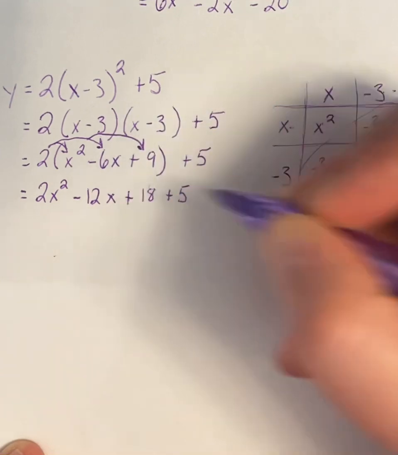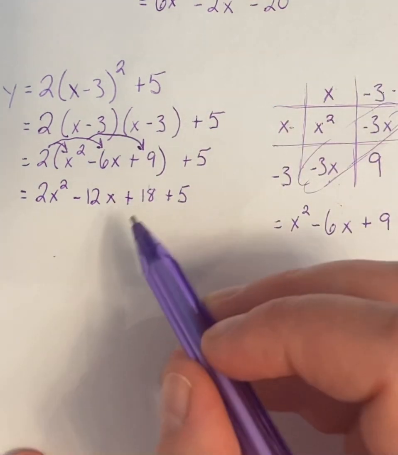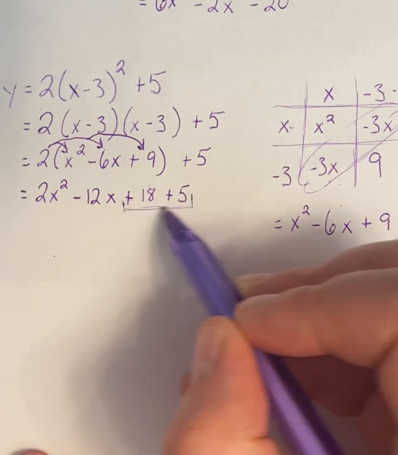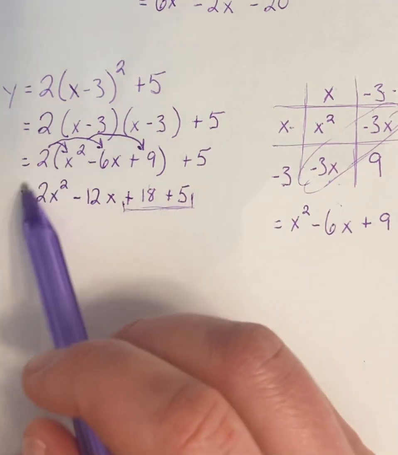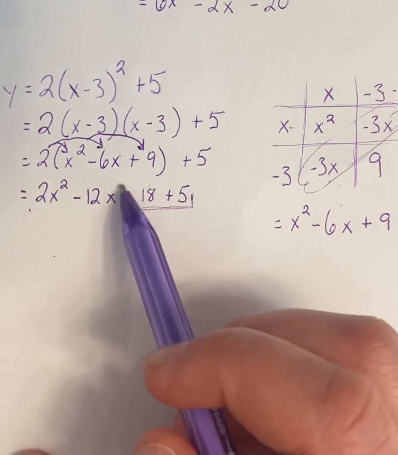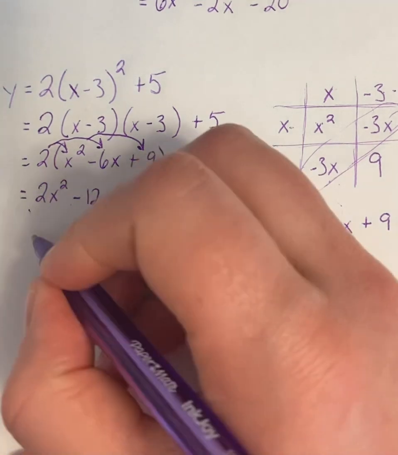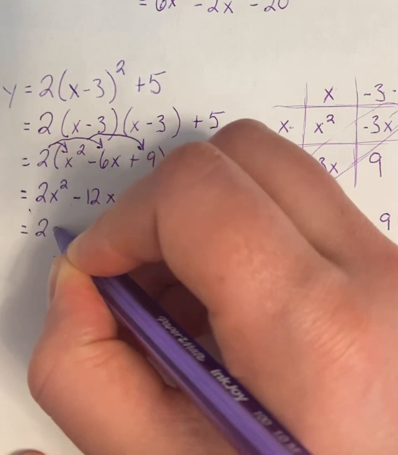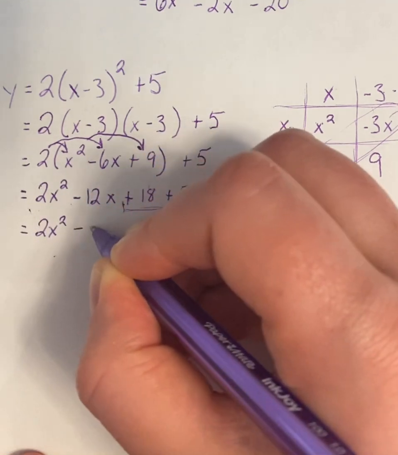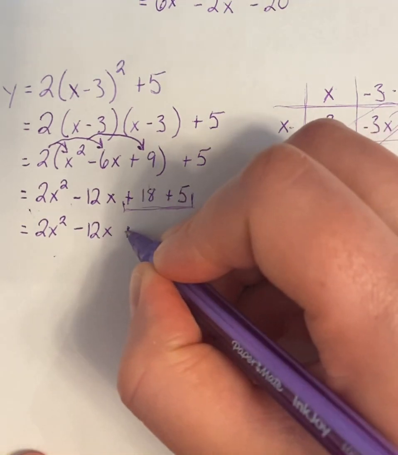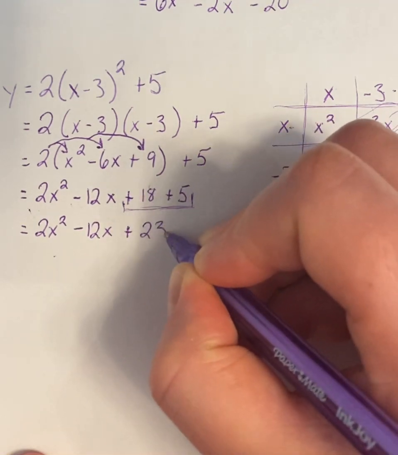So now I just need to collect my final things. So I've got this 18 and this 5 I want to add together because I have all the x squareds together. I have all the x's together, but I have 2 random numbers here that are not together, so I'm going to put them together. Give me 2x squared minus 12x. 18 plus 5, so that's plus 23.